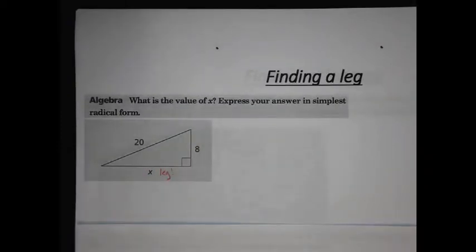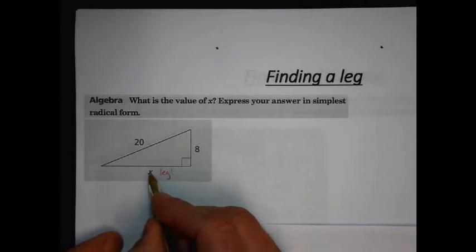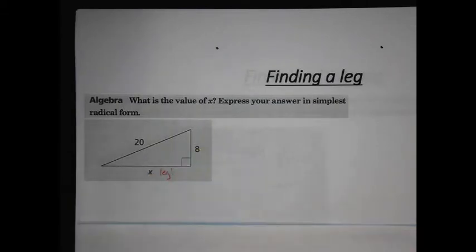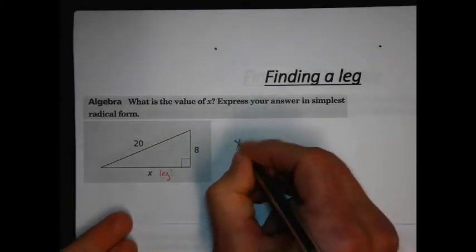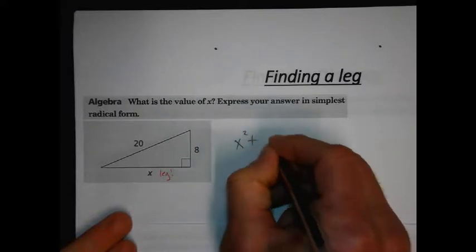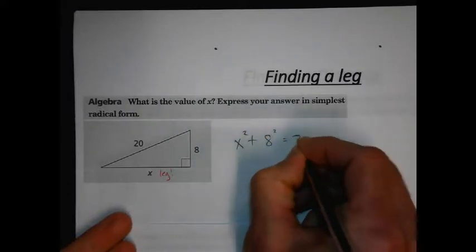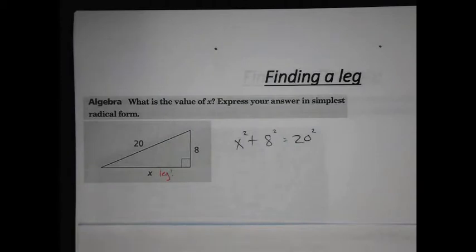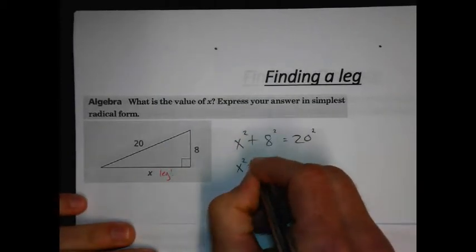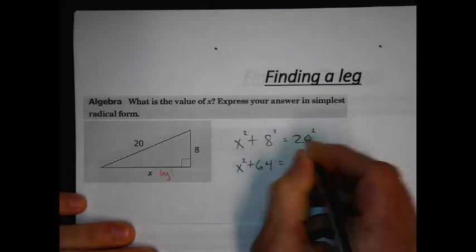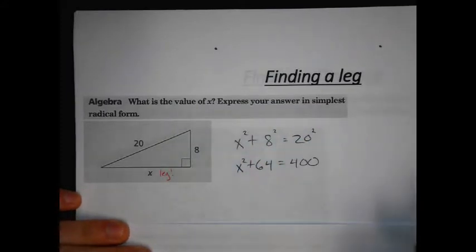So how would we set up the Pythagorean theorem? Well, we're going to say that this squared plus this squared is equal to 20 squared. That's the key element right there, folks. So we know that x squared plus 8 squared is 20 squared. That's the key element, okay? So we're going to get to work. So x squared plus 64, 20 squared is 400. And so all we have to do now is solve for x squared.